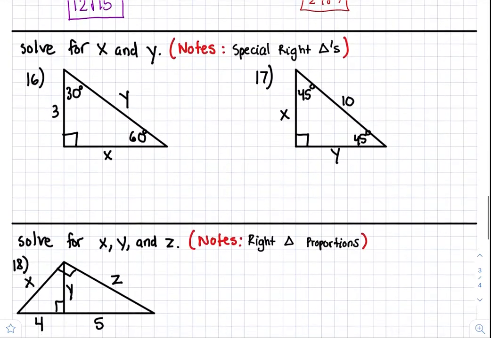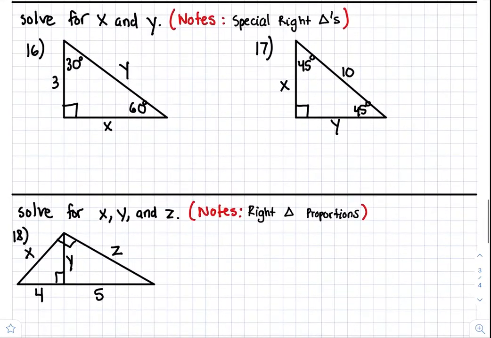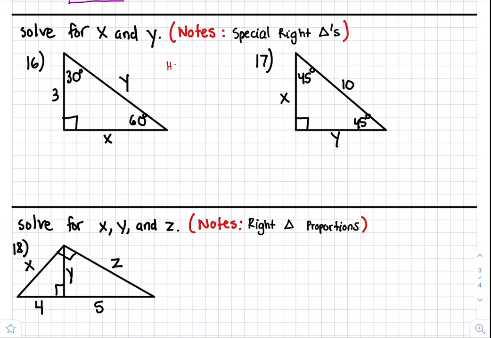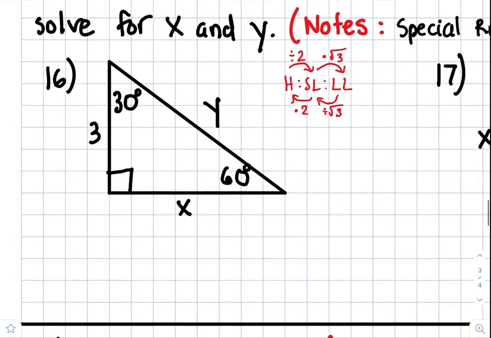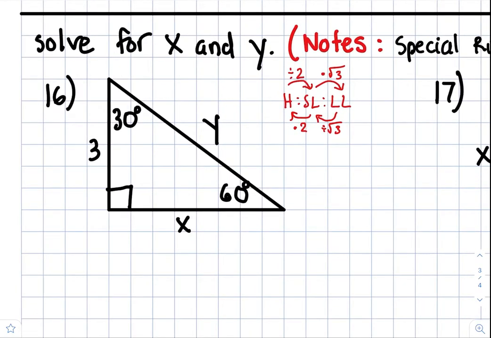Alright, so 16 and 17. So I'm going to write my ratios down. Okay, I'll zoom in for this. Okay, so I made my ratios. That's the ratios to get from one length to the other.